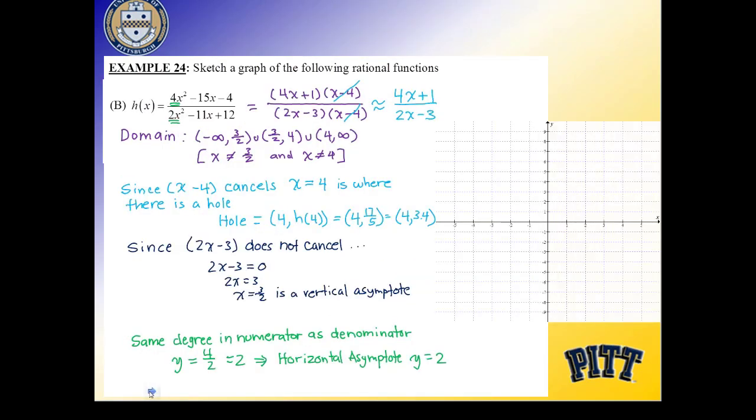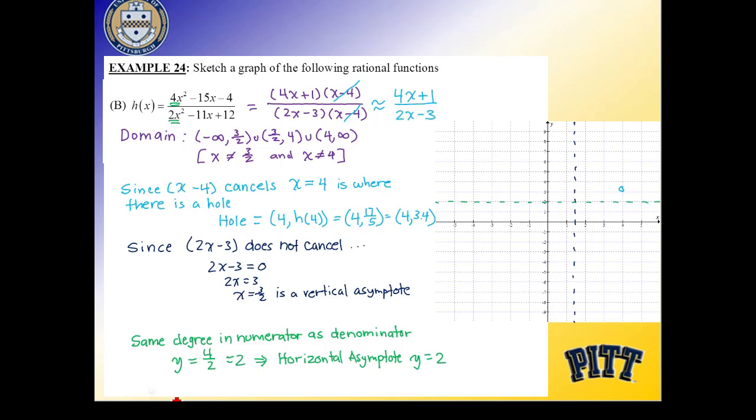For this one here, same kind of thing. I have a graphing region here. I have a vertical asymptote of x equals 3 halves. I have a hole at 4, 3/4. I have a horizontal asymptote at y equals 2. So I have this information.